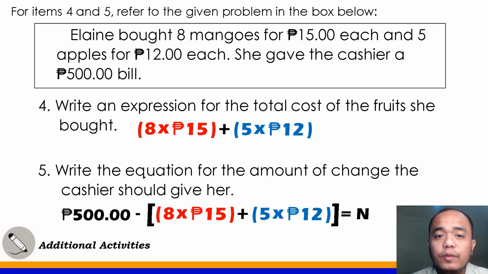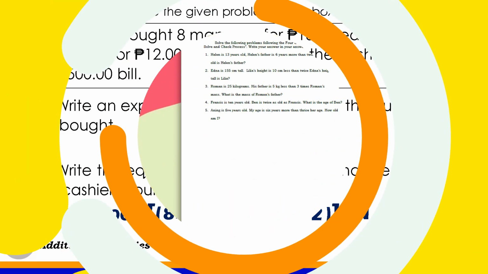Meaning yan, isolve mo na muna yung magkano yung mango. After, isolve mo yung magkano lahat yung apples. After solving the cost of mangoes and the cost of apples, i-add mo na yan. So that's why we have bracket symbol para yan na munang isolve natin before siya i-subtract sa 500 pesos. No need to solve this problem because ang hinihingi lang naman sa number 5 is equation lang. Hindi naman yung talagang actual na sukli ni Elaine. Okay? So this is now the correct answer.